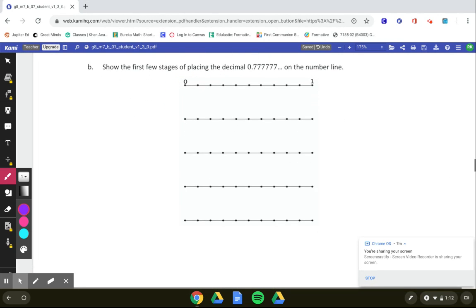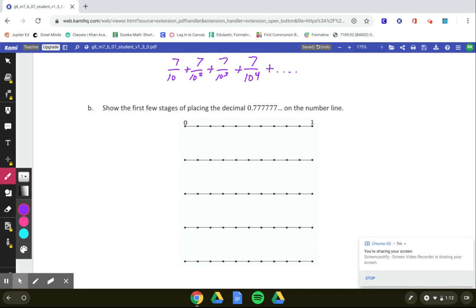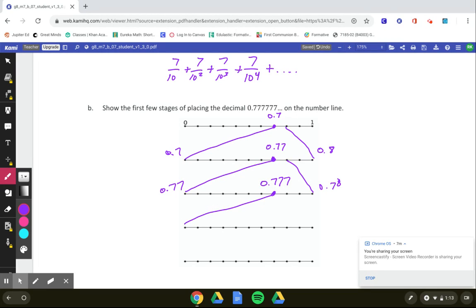To put this on our number line, again, we're going to be using 7s, as you can tell. So we're going to find 7 tenths, the 7th spot between 0 and 1. 1, 2, 3, 4, 5, 6, 7. That's 0.7, which becomes our lower boundary, and 0.8 becomes our upper boundary. We find the 7th again. 0.77 is our lower boundary, 0.78 is our upper boundary. We do it again. 0.777, lower boundary, upper boundary, and you can see that this would continue on forever. Okay?